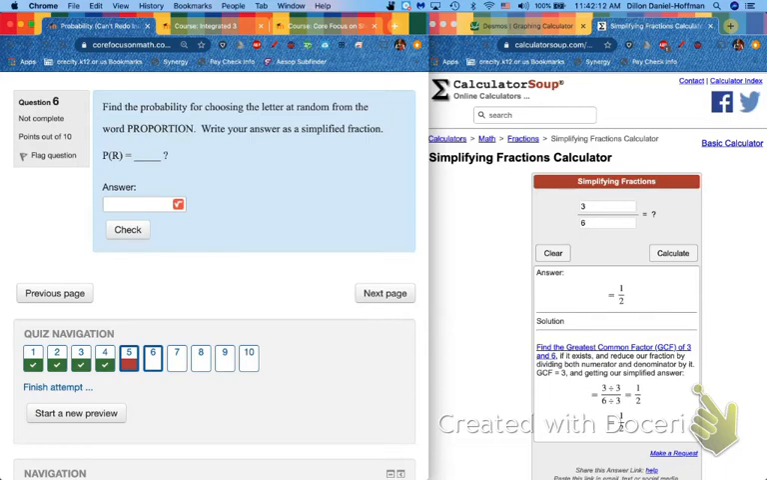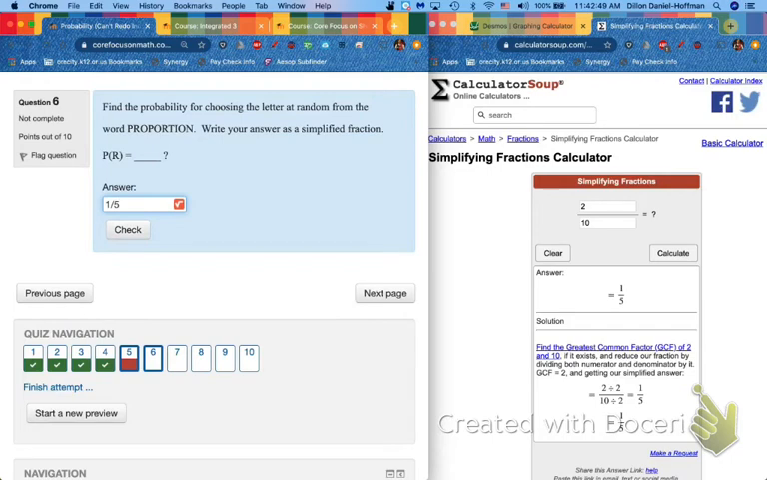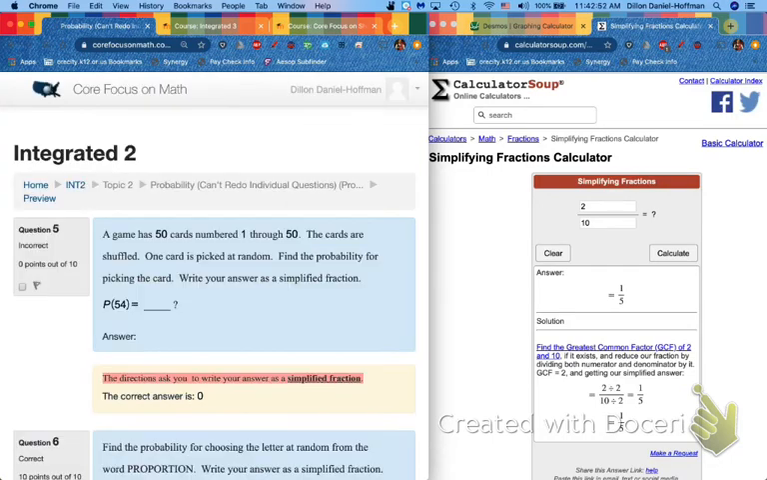All right. Find the probability for choosing the letter at random from the word proportion. Let's count how many letters are in the word proportion. 1, 2, 3, 4, 5, 6, 7, 8, 9, 10. So I've got 10 letters. The probability of getting an R. So come over here and write 10. And then how many letters do you have on top? So for R's, I've got, it's like the pirate, R's. 1, 2. I've got 2 R's. So 2 out of 10 reduces to 1/5. If you have a different number of letters for the letter you have, put that one instead.